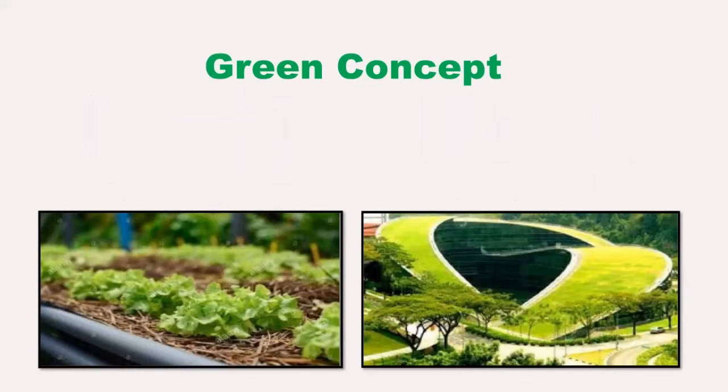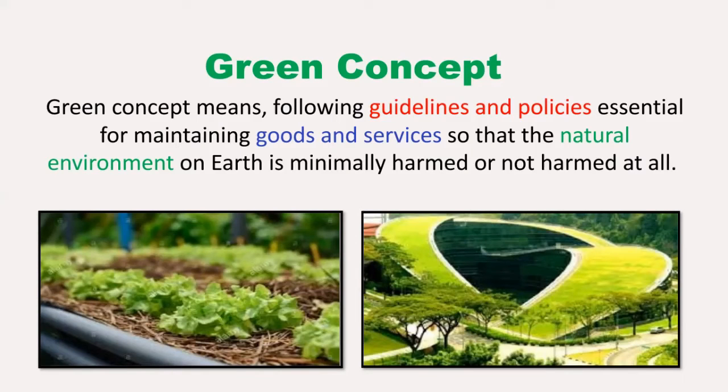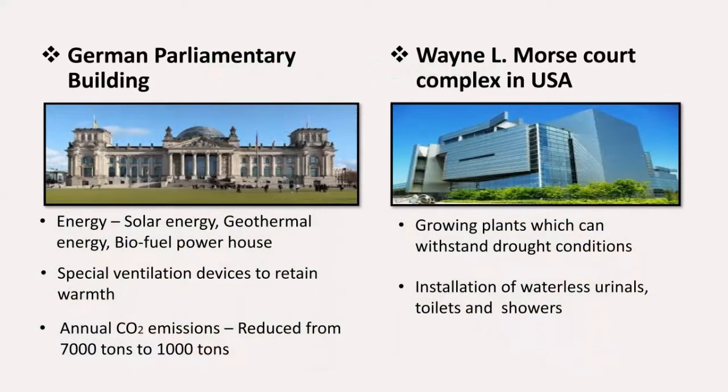In order to achieve this, a set of guidelines and policies has been put forward, which in turn introduced the green concept. Green concept means following guidelines and policies essential for maintaining goods and services so that the natural environment on Earth is minimally harmed or not harmed at all. To understand this concept better, let's look at some examples in which the green concept has been followed.